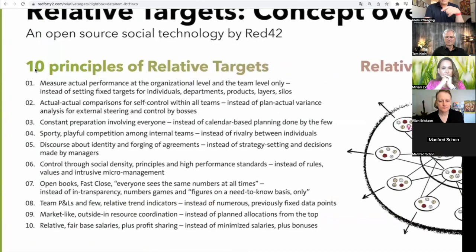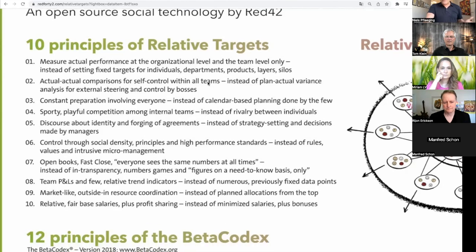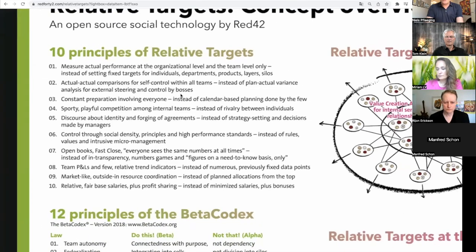Let's take the first one here, the first principle above. Measure actual performance at the organizational level and the team level only, instead of setting fixed targets for individuals, departments, products, layers, silos. So each of these principles tries to be as specific as possible. Lots of vocabulary is used here that is specific to performance systems. These principles should allow you to understand how this is different from management by objectives or OKRs or other fads and approaches and tools. Again, relative targets is not a tool. It's really a philosophy of running performance systems.